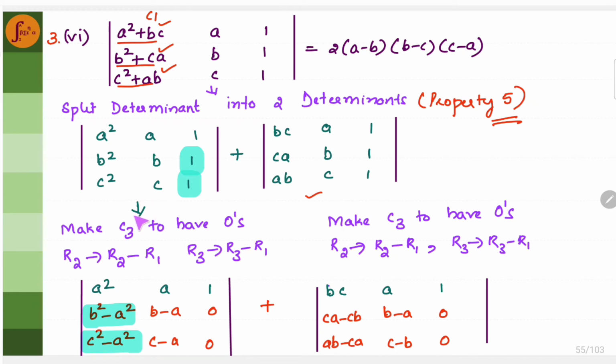Then independently, you apply the row operations on this one and on this one. Operations need not be the same. You can apply different operations, right? It's not necessary that you apply the same operations on this one and this one.